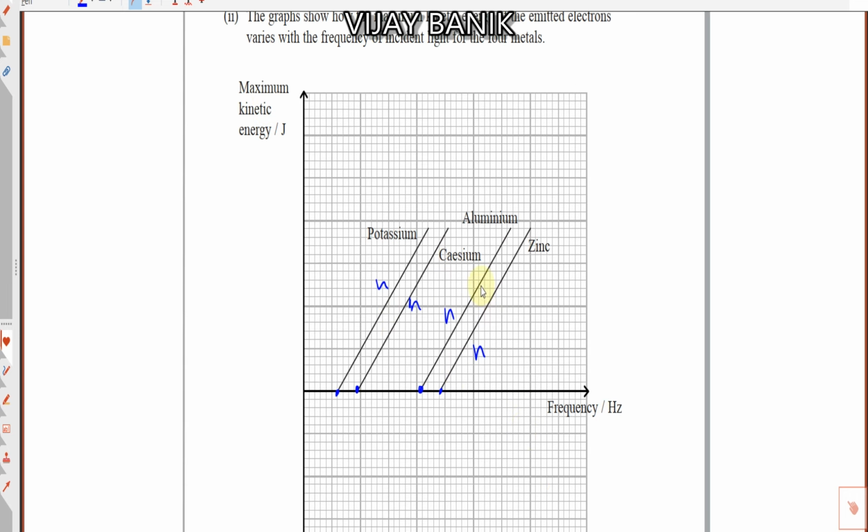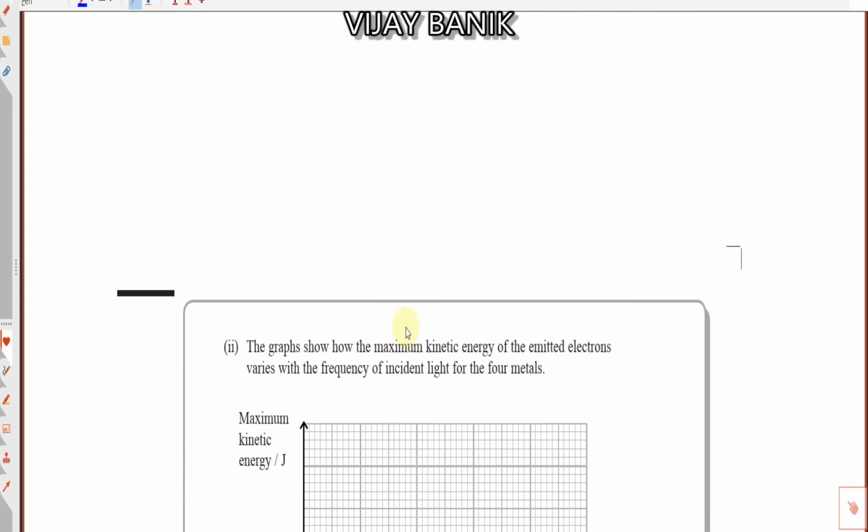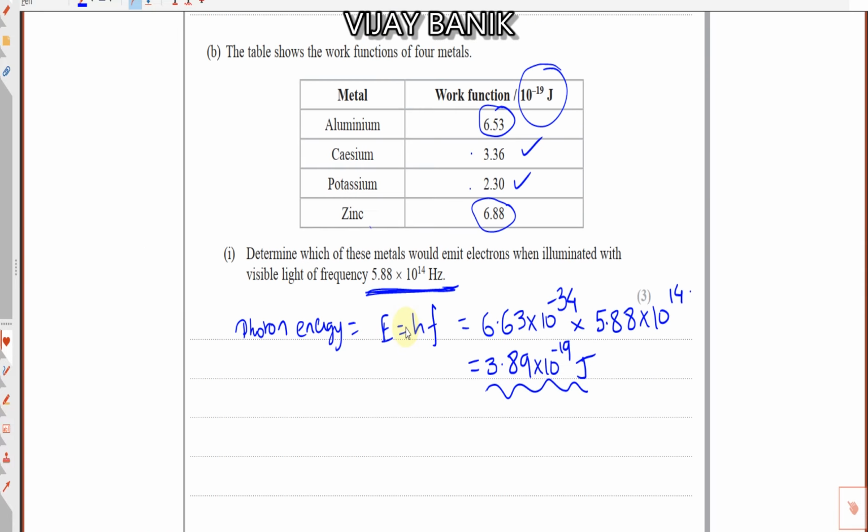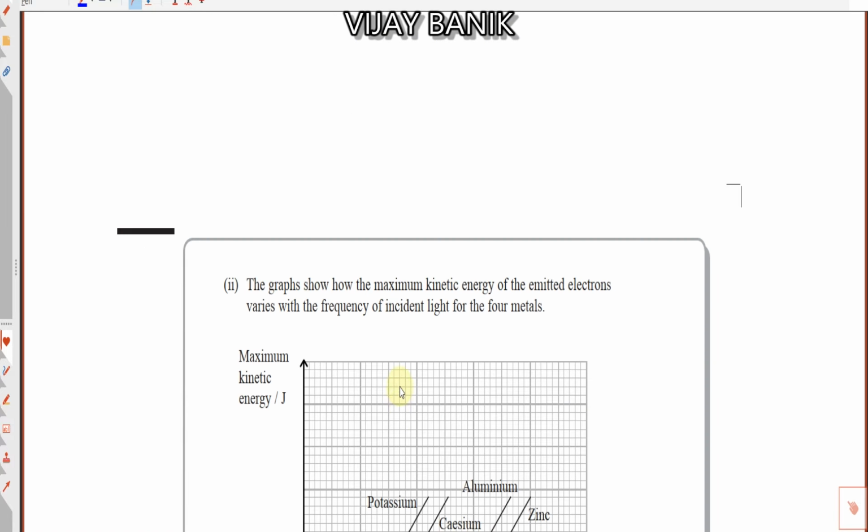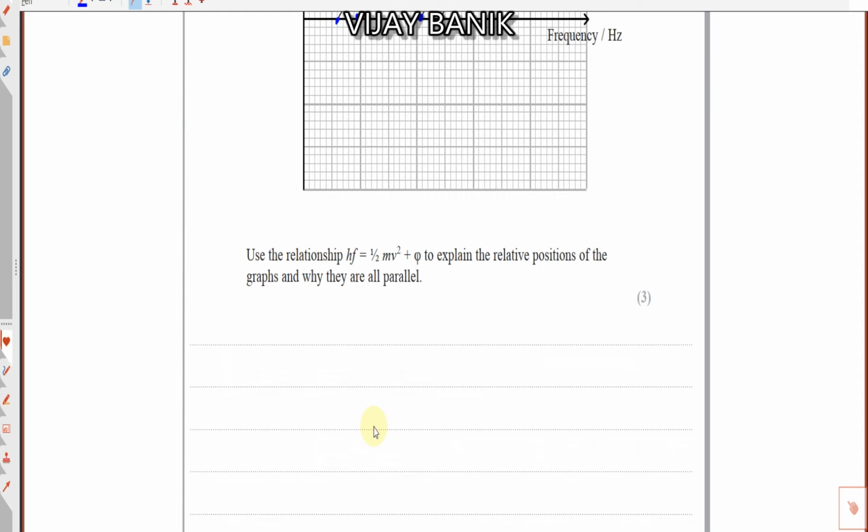Zinc and aluminum have a high work function. Cesium and potassium don't. Before, who was emitting, by the way? Cesium and potassium were getting emitted. Use the relationship hf = φ + ½mv² to explain the relative position of the graphs and why they are all parallel. We know why they are all parallel: the gradient of the graph is Planck's constant, and Planck's constant is constant. So that's why the lines are parallel.